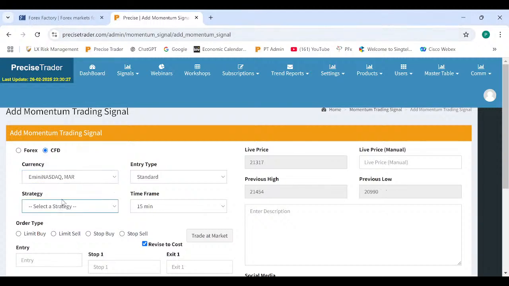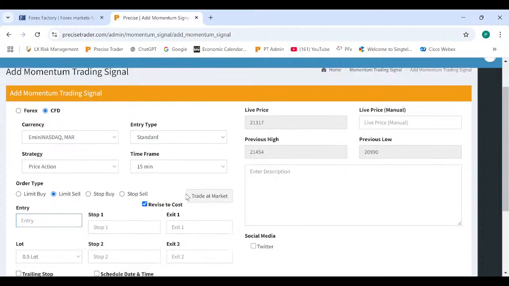Nasdaq will try to sell at 21345. Okay, 21345, and put a stop at 21405, and the TP we will try to put it as 22000. Okay, we'll just try to put it later.